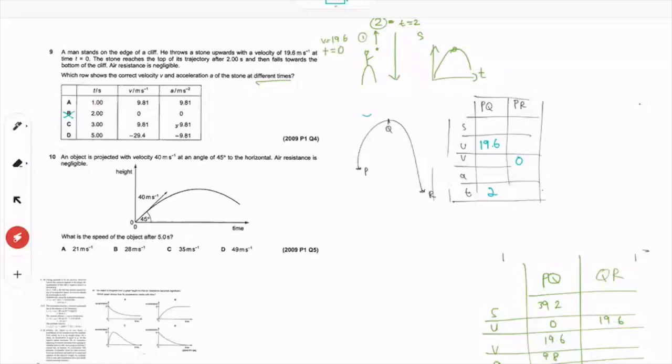PQ is the initial 19.6. And A you don't know. V is 0, because at the top it stops, right? Yes. Then from there you can find A. Oh, so I mixed up the numbers. But isn't the initial speed 0, then you throw it up? No, initial speed is 19.6. Oh, because of the gradient, got it.